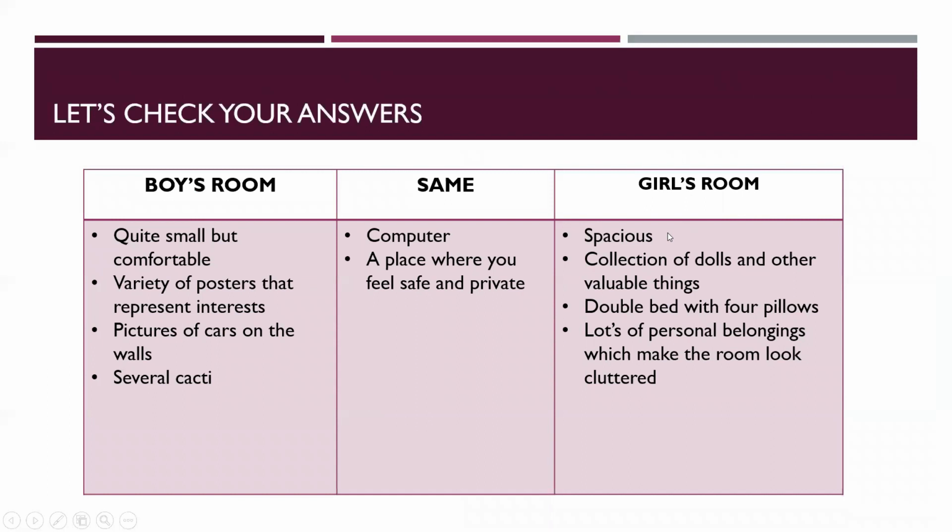Girl's room is spacious. There is a collection of dolls and other valuable things. There is a double bed with 4 pillows. There are lots of personal belongings which make the room look cluttered. Both boys' and girls' rooms have a computer. And their rooms are places where they feel safe and private. Very well done.